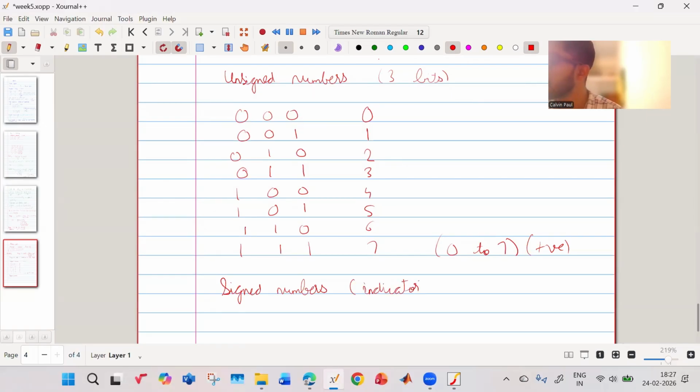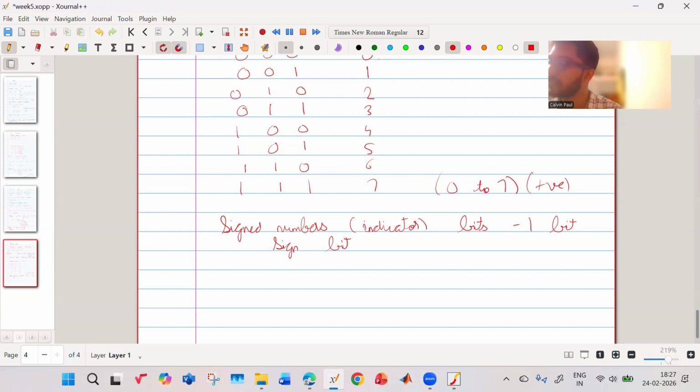And in digital, what do we have? We only have bits, right? And now my decision is either positive or negative. So I need two options. So I need one bit, which is also known as your sign bit. So what is done is your MSB. MSB stands for your most significant bit, right?